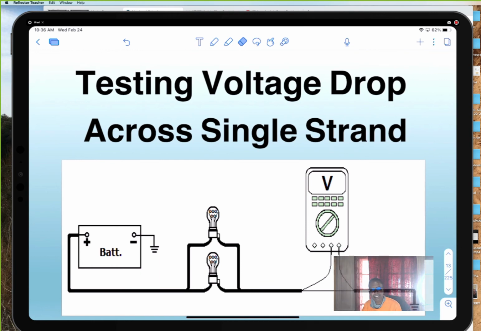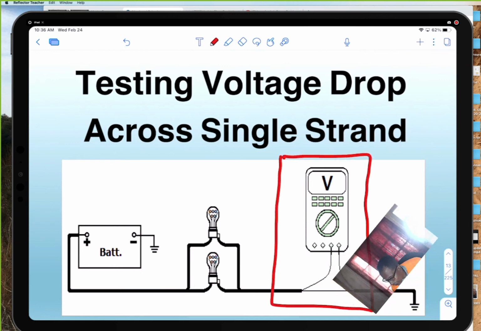All right, next one, testing voltage drop across a single strand. Oh, we just did that, didn't we? I guess I didn't have to do all that drawing, huh? I think my work there. So he's doing right here. This is what I just drew.